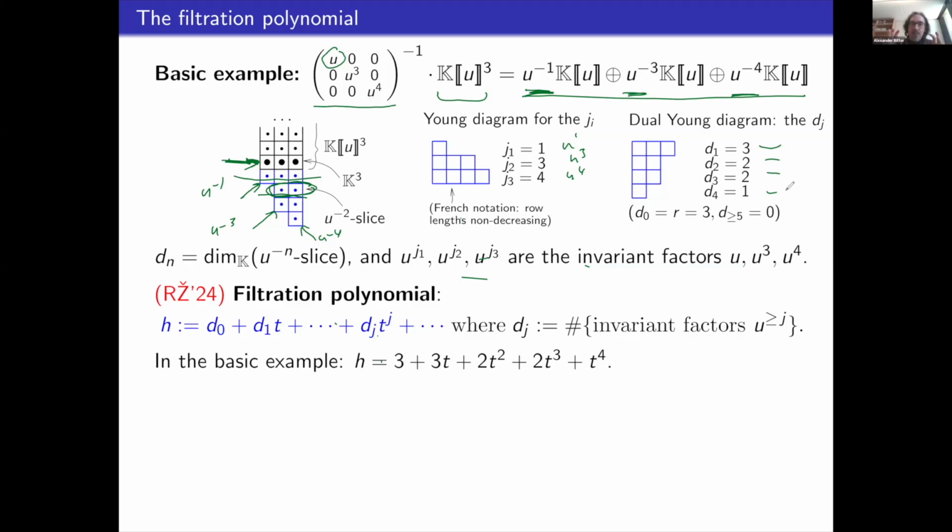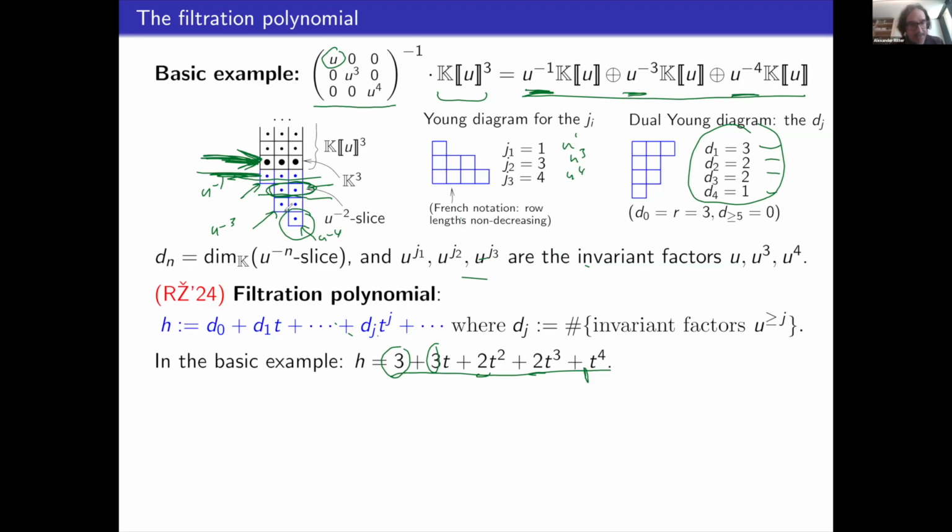And so what we define is this filtration polynomial, which keeps track of these numbers d_i. Once you know the d_i's, you can flip the Young diagram and get these j_i's, so they tell you the invariant factors. So all the information from the point of view of the K[[U]] module homomorphism is encoded in this filtration polynomial. In our example above, we get this polynomial here. This 3 is the dimension of this slice, the ordinary cohomology. This 3 is this next slice, and then 2 and 2 are the next two slices. And then this last coefficient 1 is because of this class here at the bottom. So this filtration polynomial is encoding all the interesting algebraic information as a K[[U]] module for these module homomorphisms.